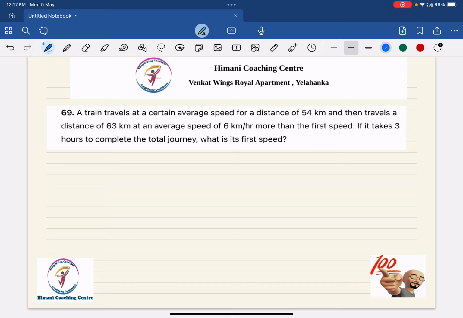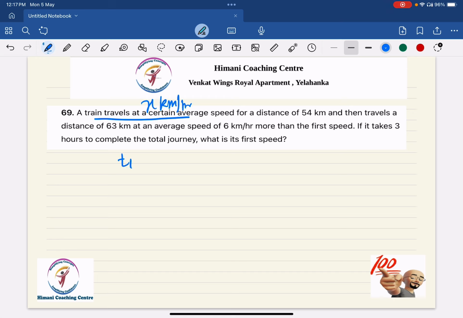It says a train travels at a certain average speed for a distance of 54 kilometer, then travels a distance of 63 kilometer at an average speed of 6 kilometer per hour more than the first speed. If it takes 3 hours to complete the total journey, what is the first speed? So see, we are going to use the same concept that time equals distance by speed. So we will say, let the original speed of the train be x kilometer per hour.